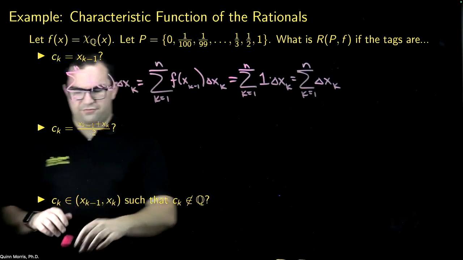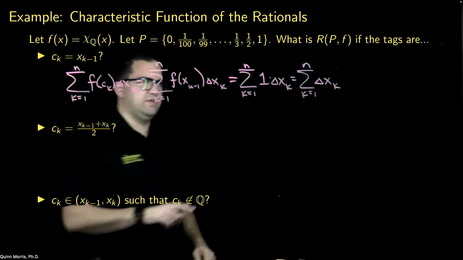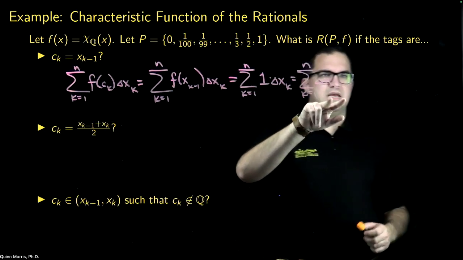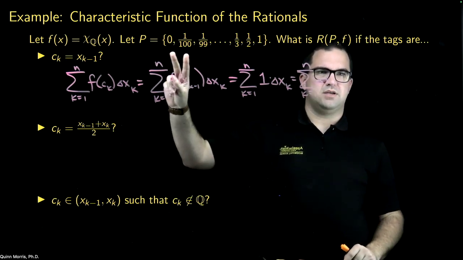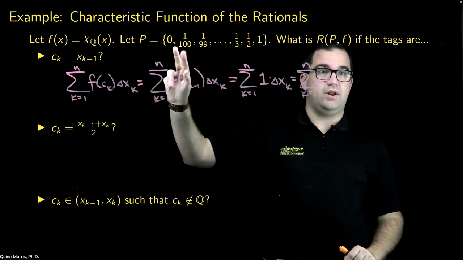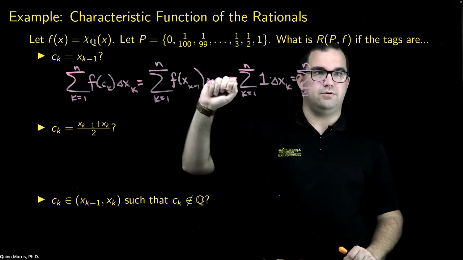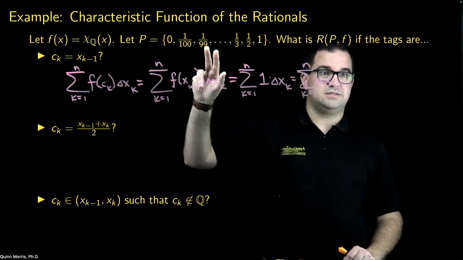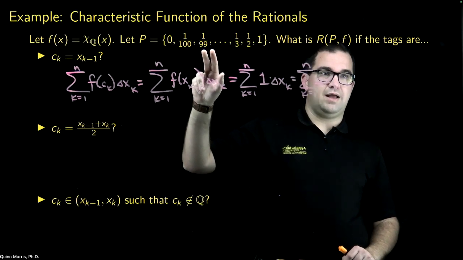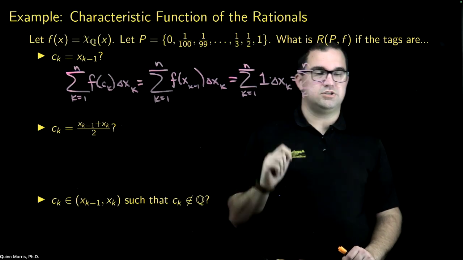Now, let's think about that for a moment. What are all of these things? These delta x sub k's are the lengths of each of the little subintervals. So delta x sub 1 would be 1 over 100, the difference between these two values. Delta x sub 2 would be the difference between these two x values. Delta x sub 3 would be the difference between 1 over 98 and 1 over 99. So on and so on.